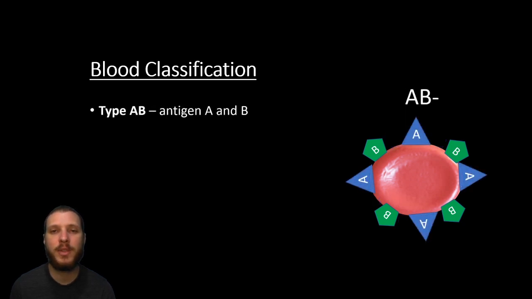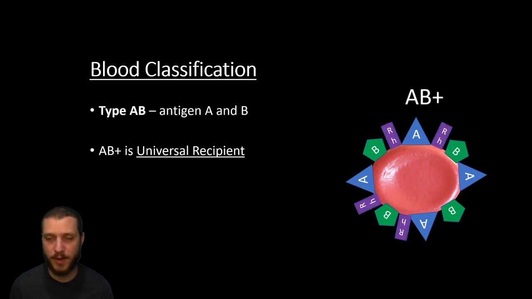And then you can inherit both an A and B. If your mom's an A and your dad's a B, you'll now be a type AB blood type. And then AB positive will mean you have all three antigens or proteins on the outside of your red blood cells. And this means that you're going to be a universal recipient. So because you've lived your whole life with all these proteins on your blood, your immune system recognizes them as your own. So you can receive blood from any other blood type.